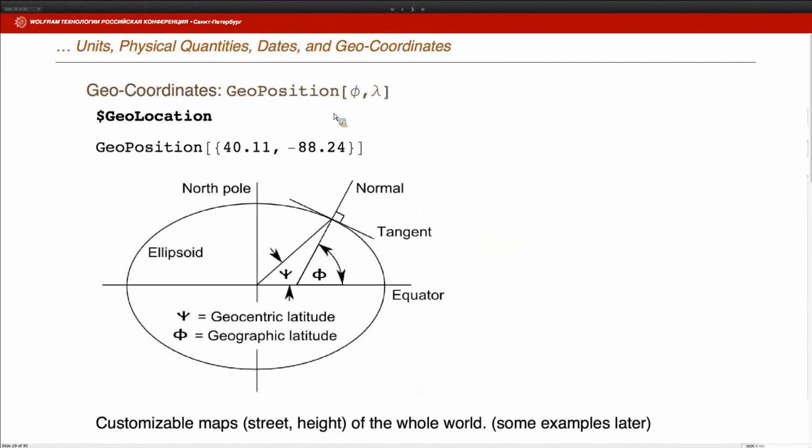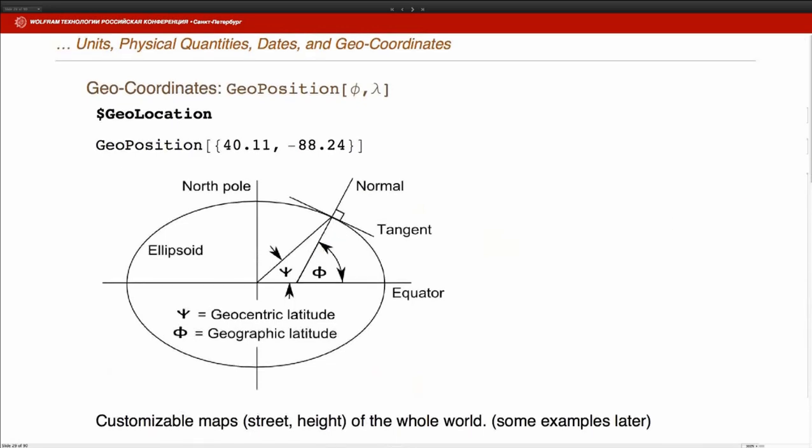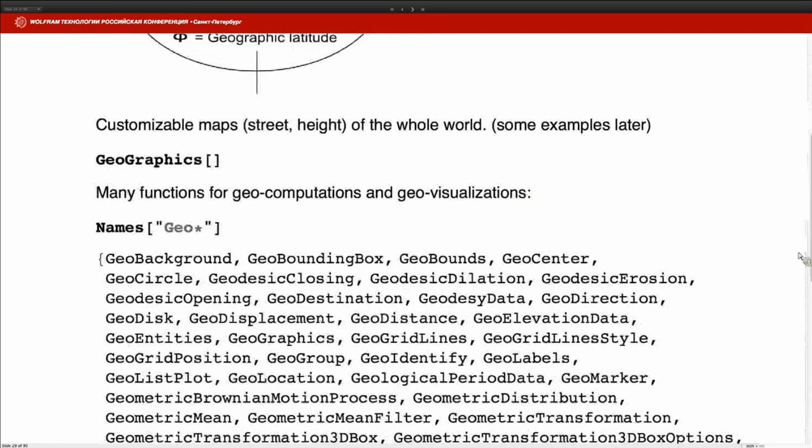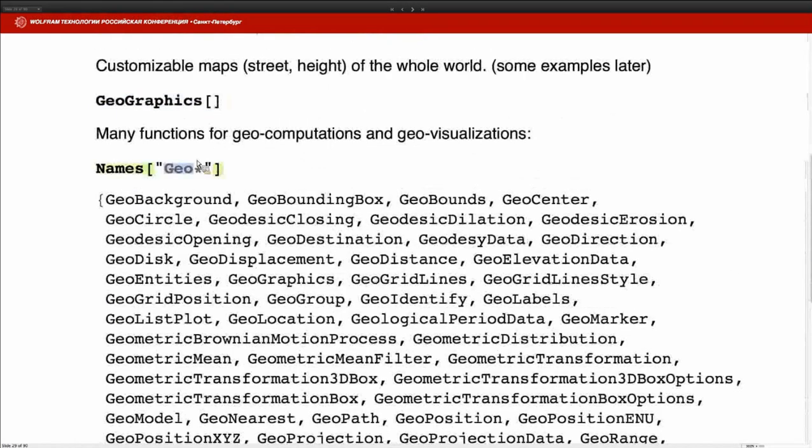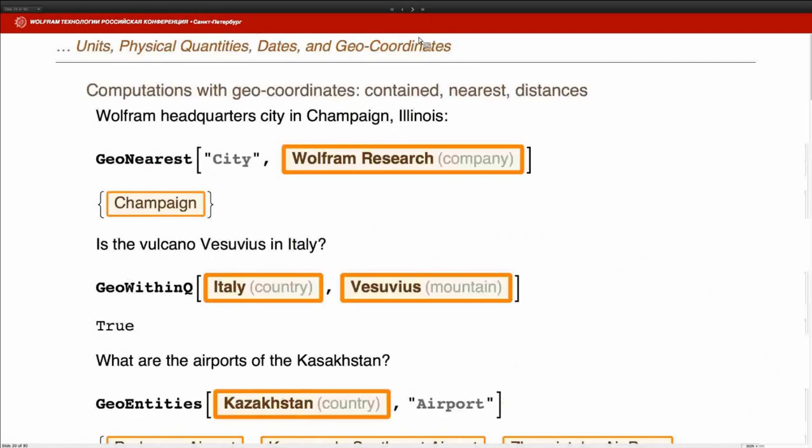Now, quickly about geocoordinates. So we have this function GeoPosition of latitude, longitude, which on an ellipsoid gives the coordinates, where it's important that the latitude is this angle with respect to the normal of the ellipsoid. It's not the one that one would naturally get from generalizing from a circle. And GeoGraphics is the main function that does a lot of computations and visualizations. I have some examples later. And there are many supporting functions that you can see if you look for all names that start with Geo.